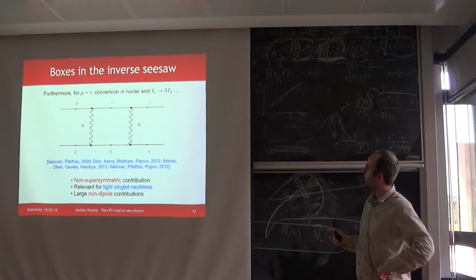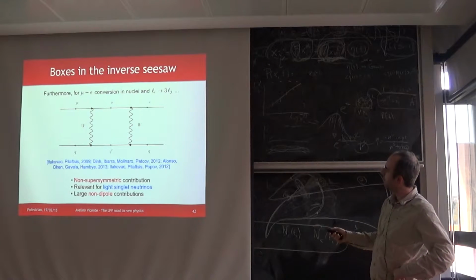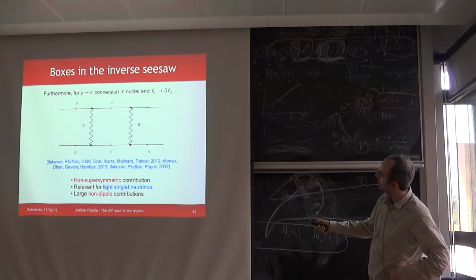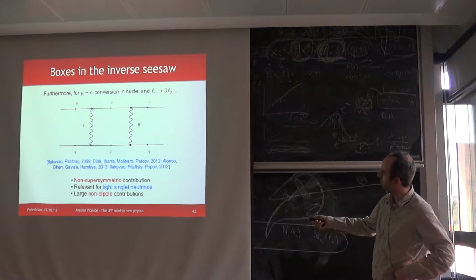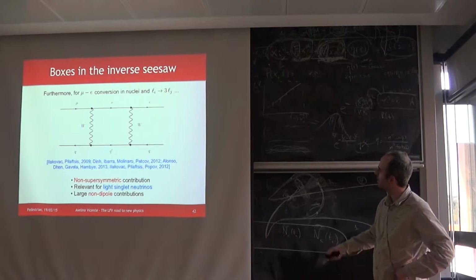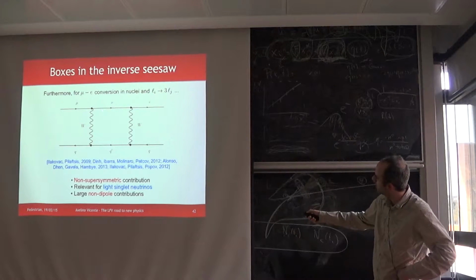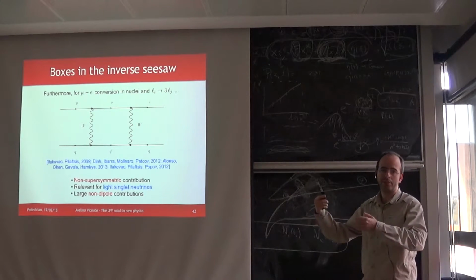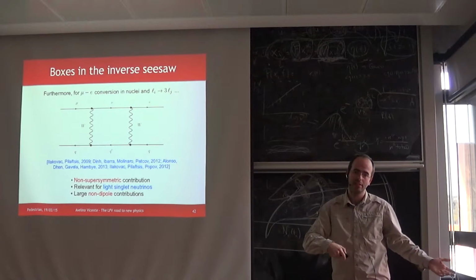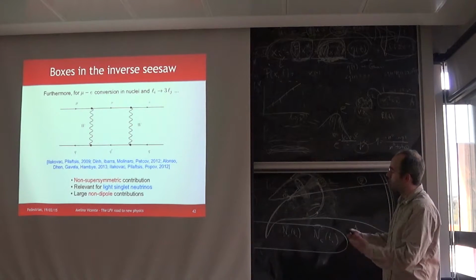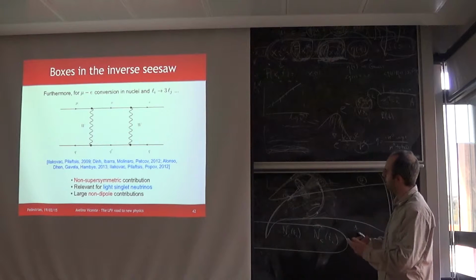More recently, people have realized that something similar happens in processes like this. So you have these types of box diagrams. They are called box for obvious reasons. And again, you have neutrinos propagating here. And again, these neutrinos are a mixture of the normal neutrinos with the right-handed ones. And because of this mixture, there is no suppression, and this could be really large.